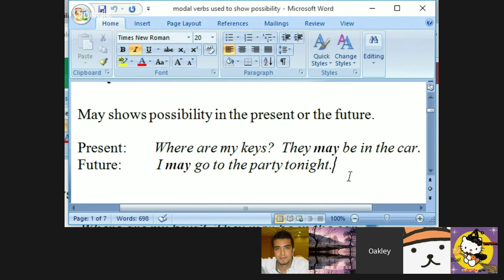Honestly, when an American says, I may go to the party tonight, it means they're totally not sure. It's basically a 50-50 proposition. So as we look at these, granted, depending on what culture you're in, it may actually have a different connotation. Yeah, okay. Very good point. I'm glad you brought that up.